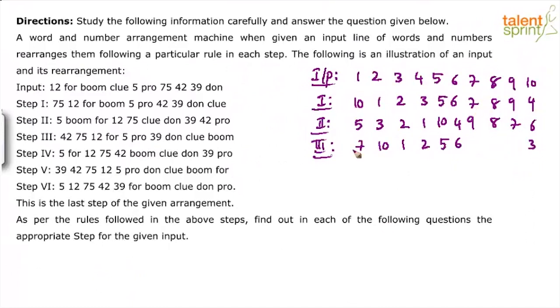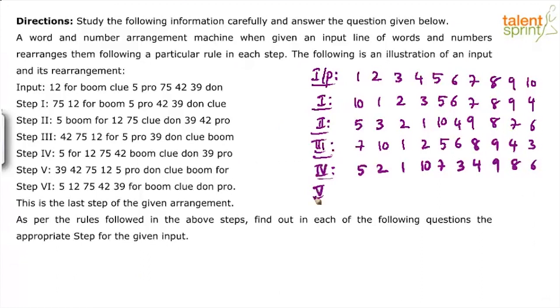5, 6, 7 is gone here. Then we'll have 8, 9, and 4. Then what happens in step 4? In step 4, we'll take half and reverse, right? So just do that. So we'll have 5, 2, 1, 10, 7. And here we'll have 3, 4, 9, 8, 6.